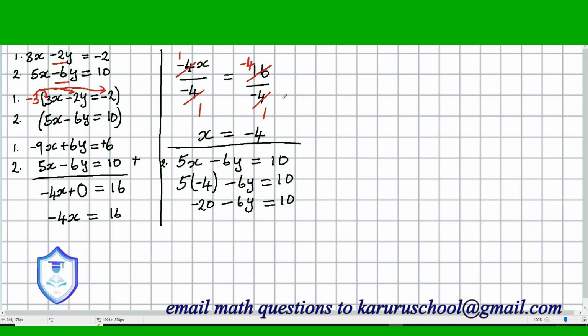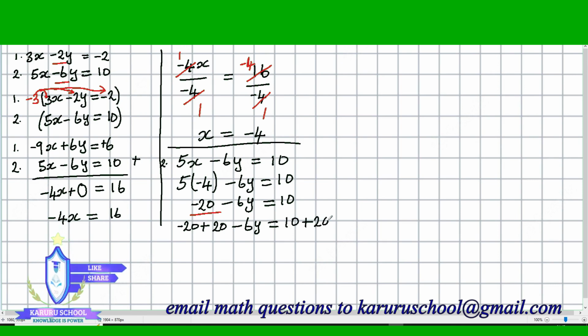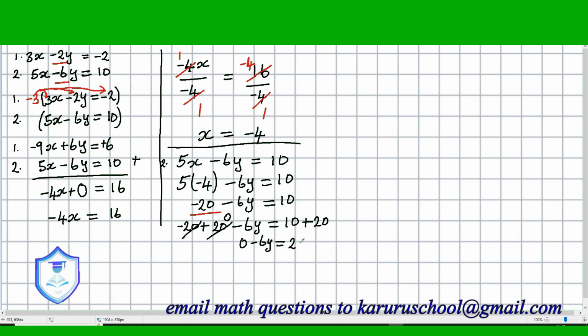Now, to eliminate the value of -20 on the left hand side of the equal sign, we will need to add +20 to both sides of the equation. So we have -20 plus 20 minus 6y equals to 10 plus 20. This gives us -20, and +20 will cross out and you remain with 0. So we have 0 minus 6y equals to 10 plus 20, which is equal to 30.